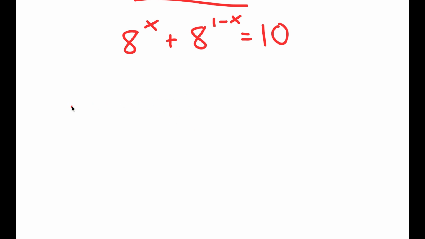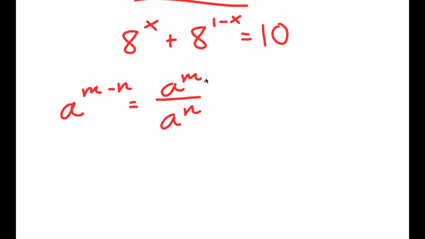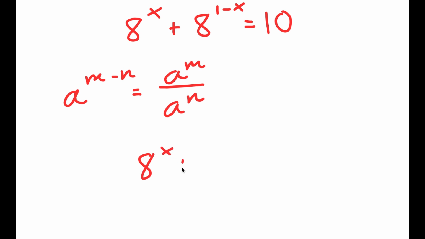Now, if I have something in the form a to the power of m minus n, this is equal to a to the power of m over a to the power of n. So in this case, I have 8 to the power of 1 minus x, and I can rewrite that as 8 to the power of 1 over 8 to the power of x.